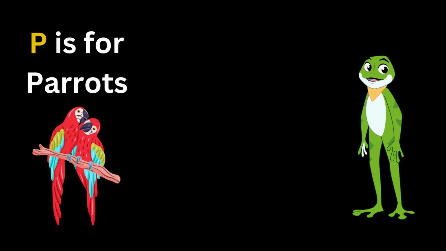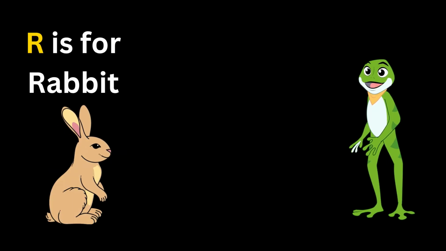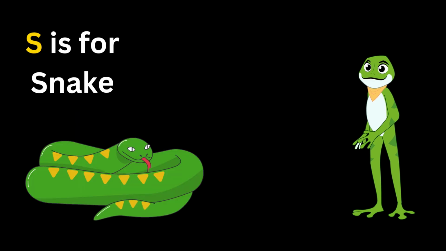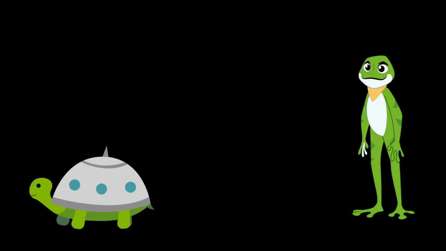P is for parrots. Q is for quail. R is for rabbit. S is for snake. T is for turtle.